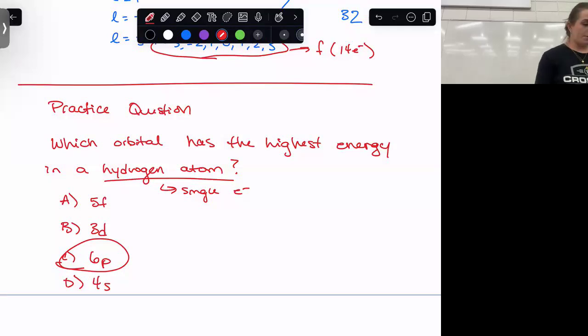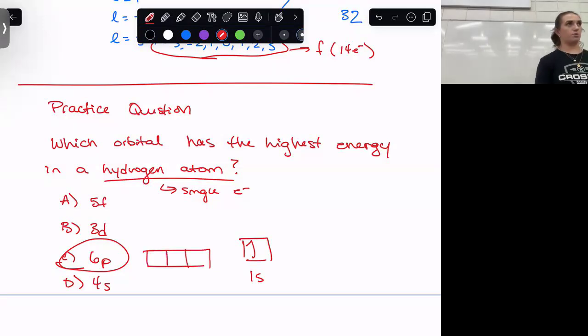So it would just be one electron in the 1s. That's what would be in the ground state, right? If we wanted to draw the diagram for 6p, we have 3 orbitals in the p subshell, and it would just be the 1 electron there. And it would be the 6p.